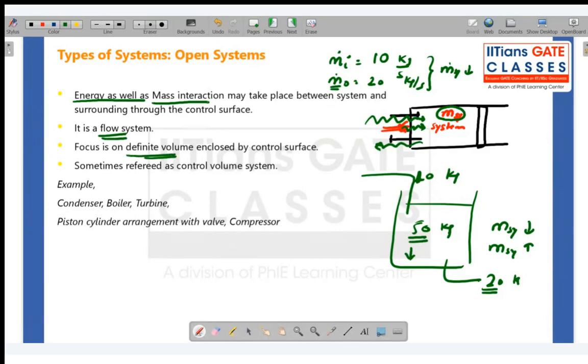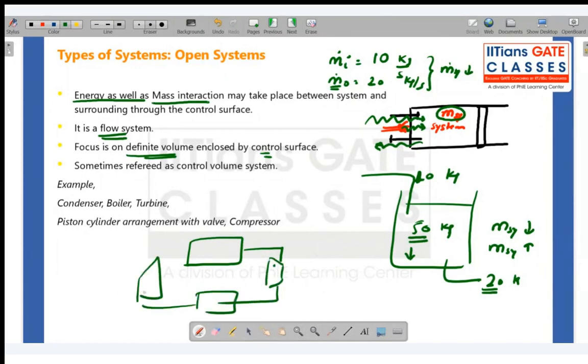And here we basically focus on a definite volume or control surface. Most of your power plant systems, for example, heat exchangers, compressors, another heat exchanger, turbine, are all flow systems, because mass is going out from this heat exchanger and entering into the compressor. Then it is coming out of the compressor and going into the turbine. So mass is continuously entering and continuously going out. So they are all open systems. Most of your power plant equipment are open systems because mass flow happens there. Boiler, condenser, turbine, and a piston cylinder arrangement with valves.